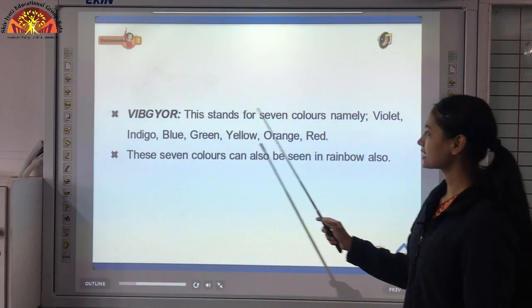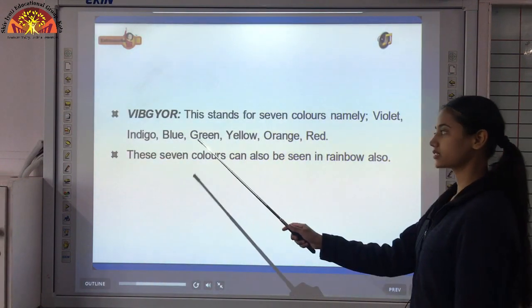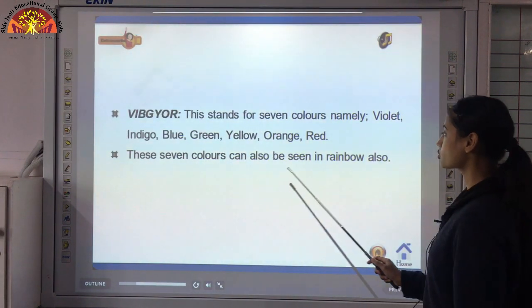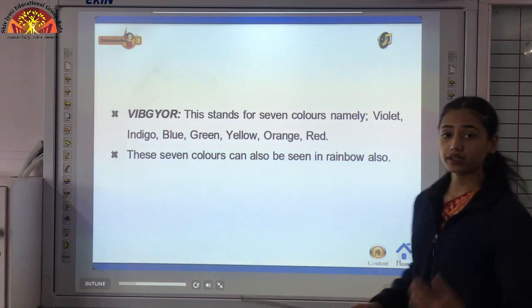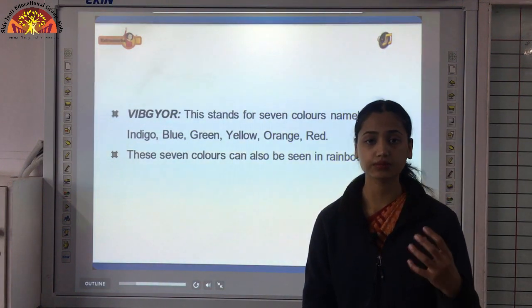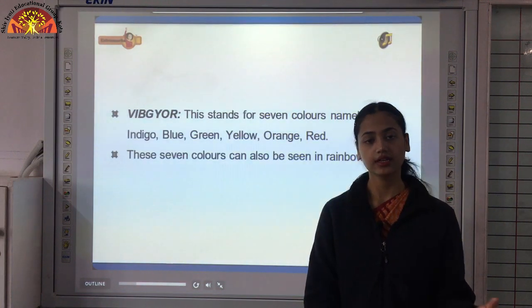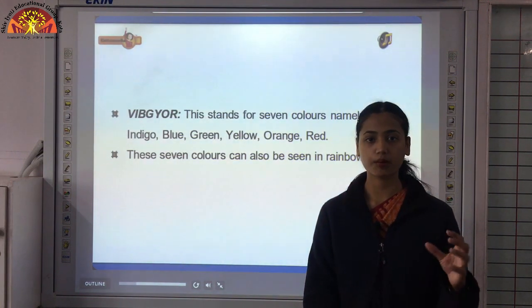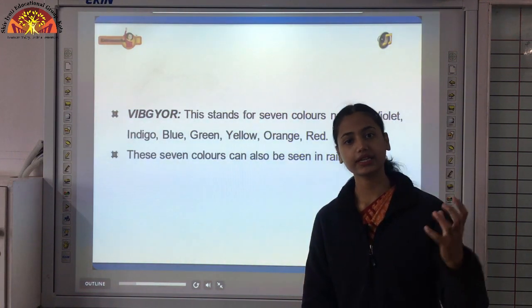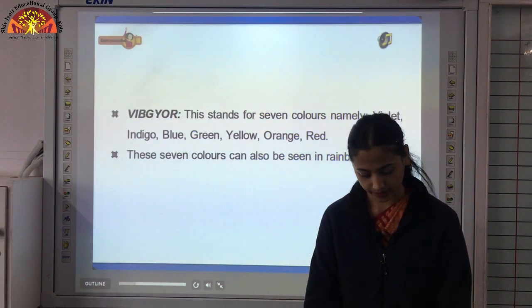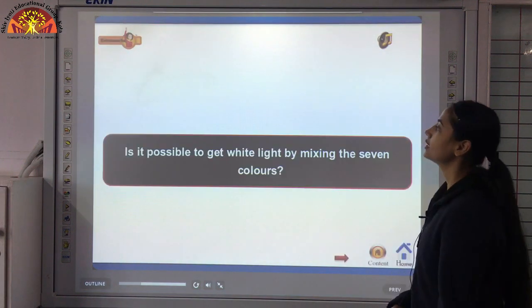So VIBGYOR stands for 7 colors, namely violet, indigo, blue, green, yellow, orange and red. These 7 colors can also be seen in a rainbow. If you have seen soap bubbles, in those also you can see 7 different colors. Then in the case of a CD, compact disc, if you bring it near the light, you can also see different colors. So that is all dispersion of light.